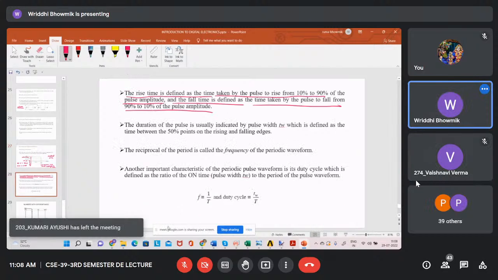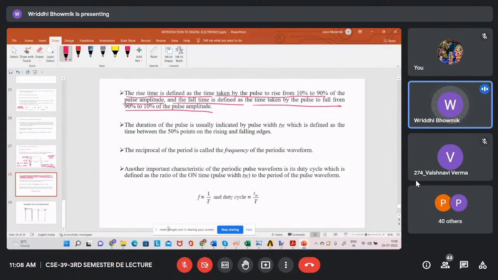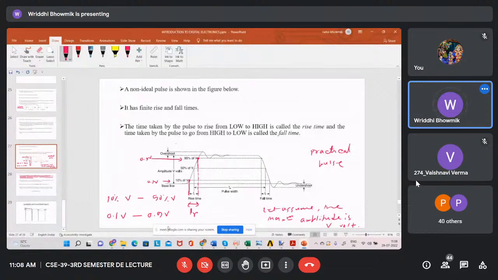That is why it is written that the rise time is defined as the time taken by the pulse to rise from 10% to 90% of the pulse amplitude. And the fall time is the same. You see, this point is 0.9 V and this point is 0.1 V. So the time taken by the pulse to fall from 0.9 V to 0.1 V. Here this is the time instant where the amplitude is 0.9 V and this is the time instant where the amplitude is 0.1 V. So this time is the fall time.